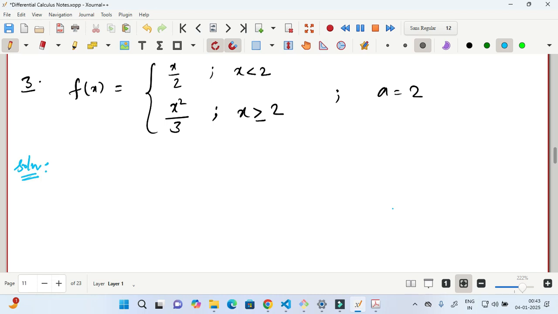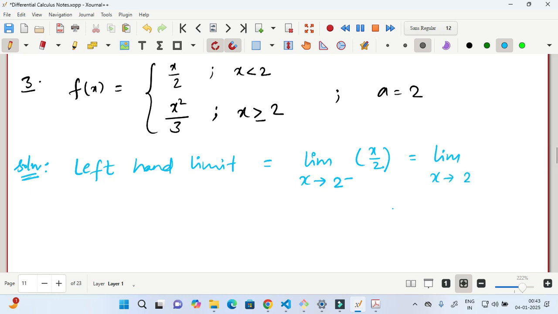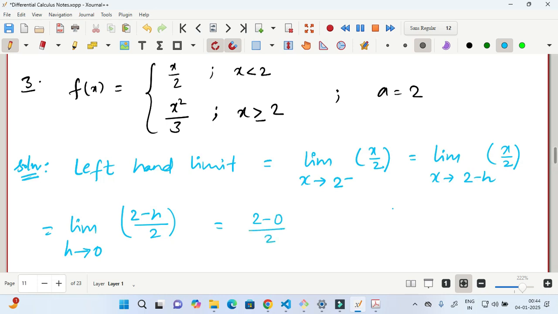So now the left hand limit. Left hand limit is equals to limit x tends to 2 minus of x by 2, which is equals to limit h tends to 0 of (2 minus h) by 2, which is equals to (2 minus 0) by 2, which clearly is 1. Let's name it as equation 1. Now the right hand limit.